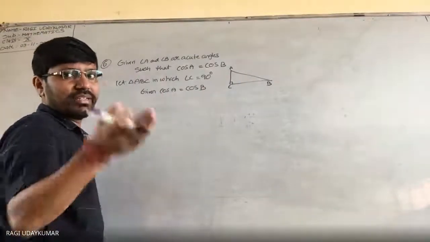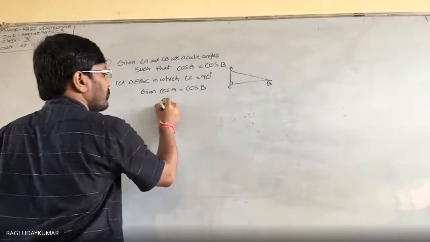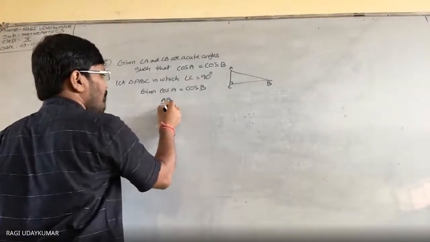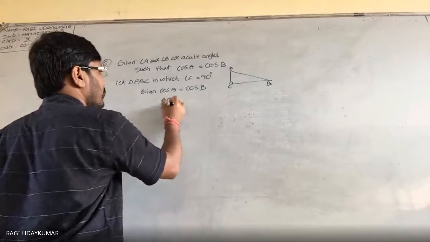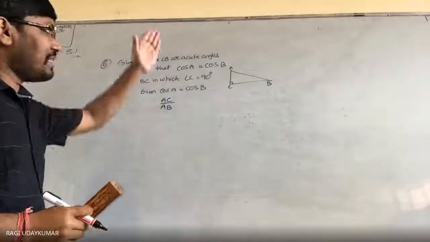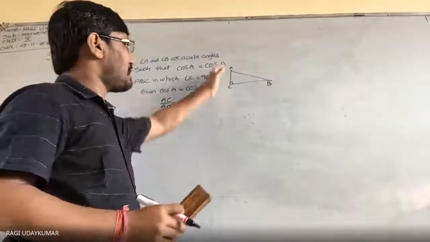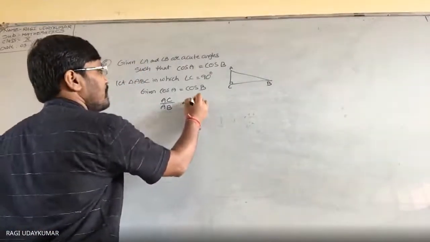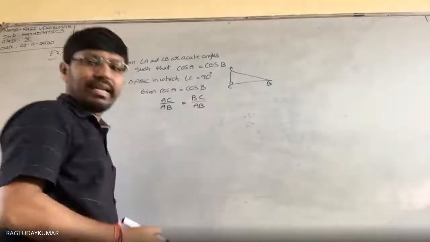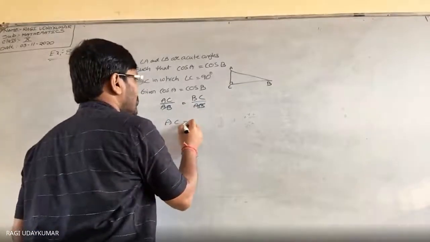So cos A, from this, what do you get? Adjacent to A. What is adjacent to A? AC. Adjacent by hypotenuse. Hypotenuse is AB. So for angle A, the adjacent you need to take into consideration. So AC by AB. And cos B is nothing but the adjacent of B, which is BC, so BC by AB. So two ratios are equal here. In this equation the denominator AB gets cancelled. Then you are going to get AC is equal to BC.